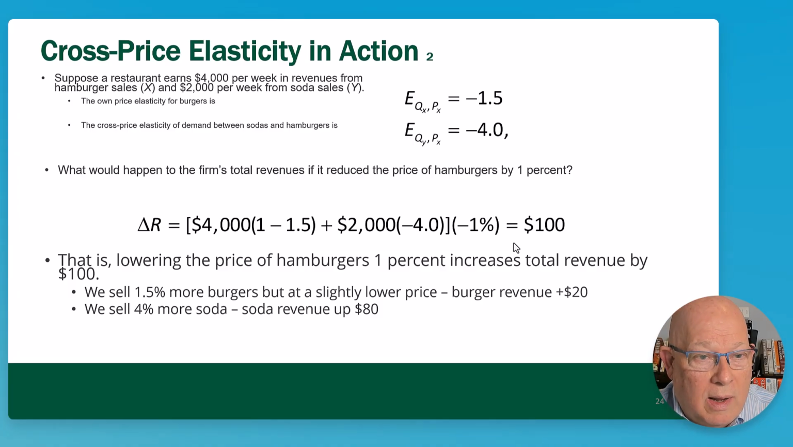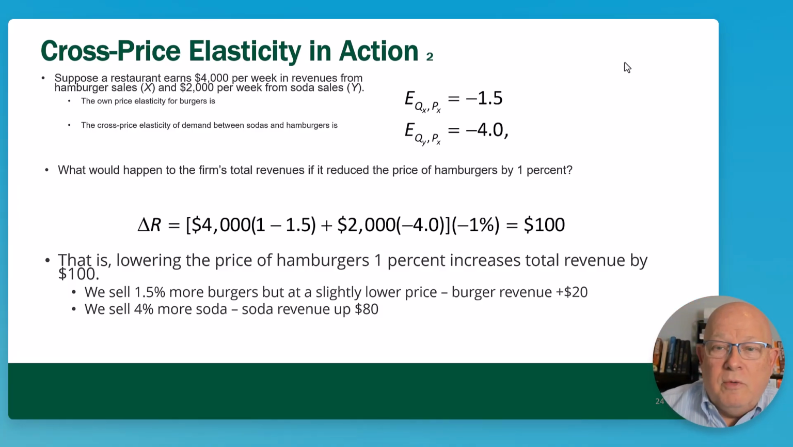But more importantly, the elasticity is very high for sodas. So by decreasing our price of hamburgers by 1%, we're going to sell a lot more soda. We sell 4% more soda, and our soda revenue goes up by $80. So overall, our revenue goes up for burgers, even more for sodas, and we actually increased our revenue by $100 by reducing the price of hamburgers for these particular products.